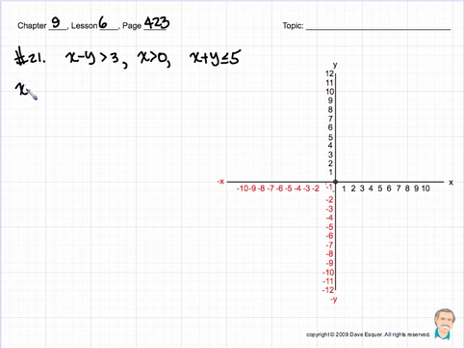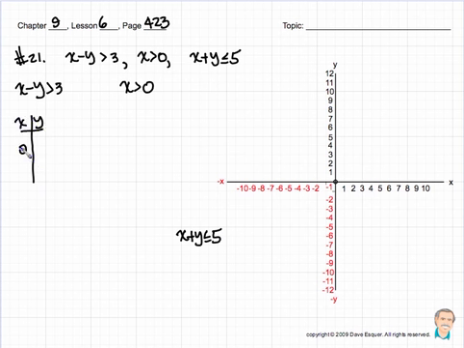x minus y is greater than 3. x is greater than 0. Well, that one's not so bad. And let's put x plus y is less than or equal to 5 down below.